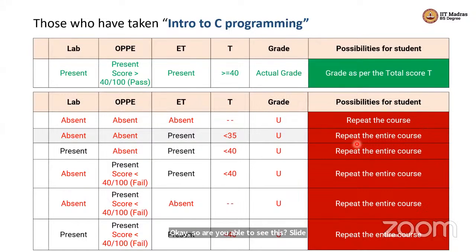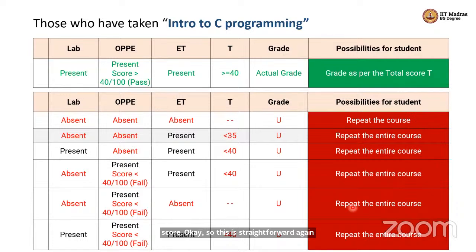Yes, sir. Okay. So in this also we have three categories. One is green. That means you are present for the lab, you were present for the OPPE, and you have scored more than 40% in OPPE. You are present for the end term also, and you have scored more than 40% in the entire course. In that case, it means you have passed the course and you will get the actual grade. So the grade will be as per the total score, that is the course score. Okay, so this is straightforward again. So there is no doubt in that.